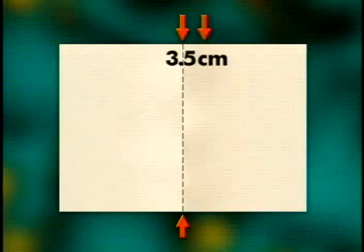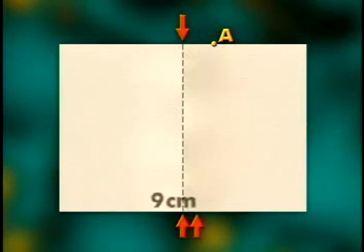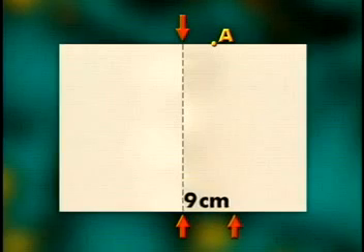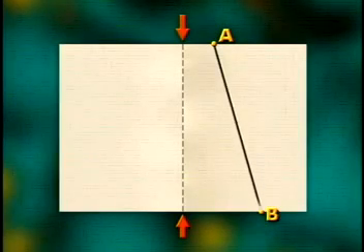First, hold the long end of a piece of 8.5 by 11 sheet of paper and fold it in half. Starting at the fold, measure 3.5 centimeters along the top of the paper and mark point A. Now measure 9 centimeters along the bottom of the paper, measuring from the fold. Mark point B. Draw a line segment AB.